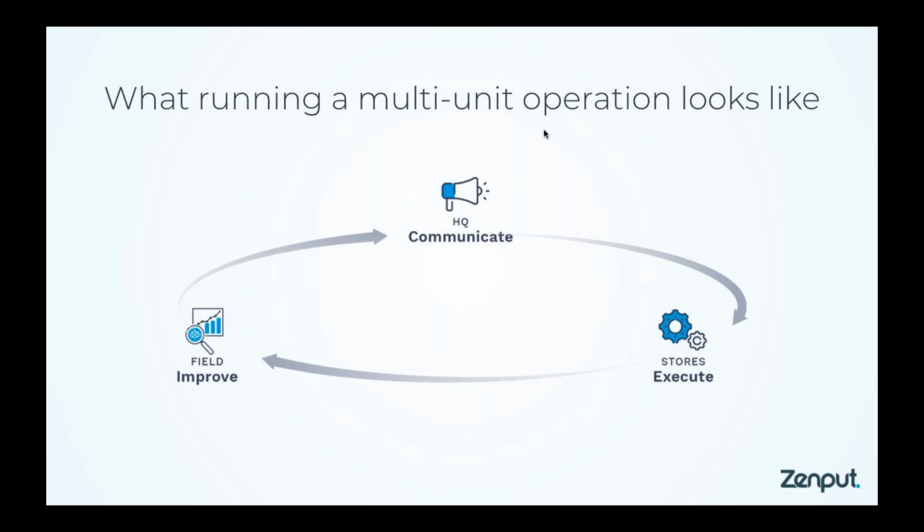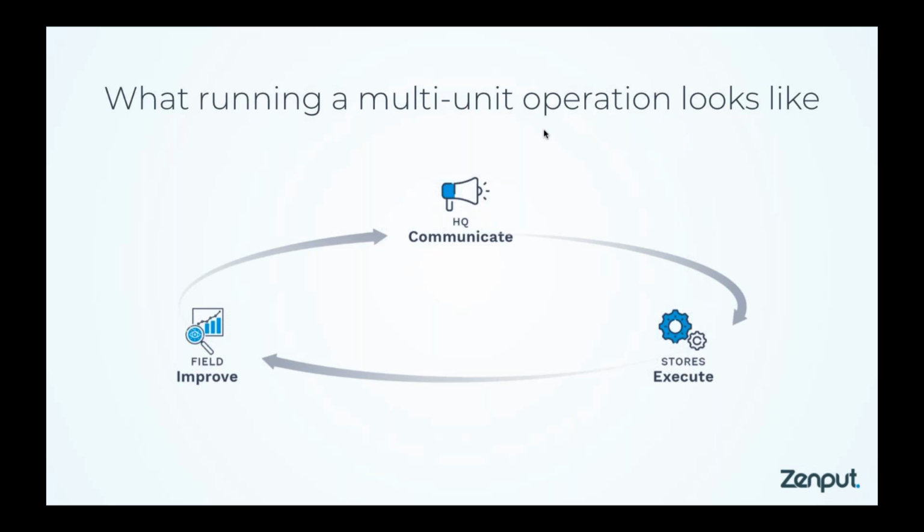And it really starts with the basics, right? These three key areas: communication from headquarters to the field to the store and all across and in between. Communicating news, updates, procedures, all the things that need to happen and when they need to happen across the entire operation.